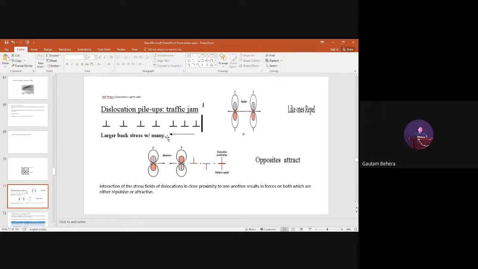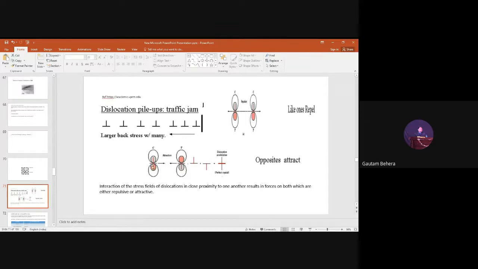Okay, fine. So now just look at this one. This is an inverted T and this is a T. So can you figure out what is happening here? Positive and negative cancel, so it is dislocation annihilation, and it becomes a perfect crystal. Okay, very good, very nice.